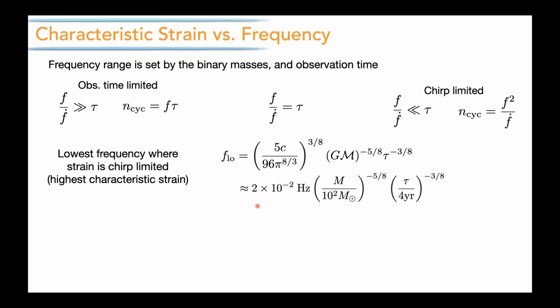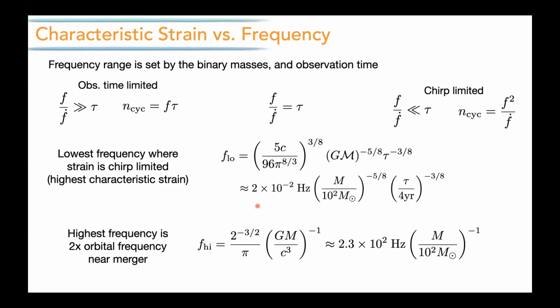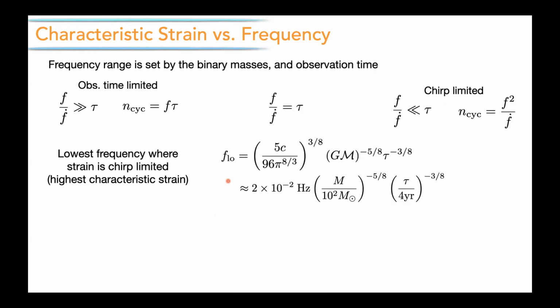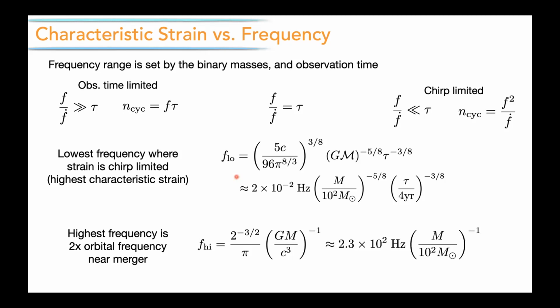But let me just skip ahead and say you can find two frequencies quickly. One is this frequency where these two regimes meet each other. And that's kind of this knee, this peak characteristic strain you get for a binary. It's kind of the lowest frequency you might expect to see a chirping binary at, given its mass and the observation time tau. And so for these 100 solar mass black holes, this is actually around 10 to the minus 2 hertz. And I'll show that on the plot in a moment. And then the highest frequency is, this is really pushing the limits, saying that at a short separation of the two black holes, what is twice their orbital frequency? That's around 100 hertz, again in the LIGO band.